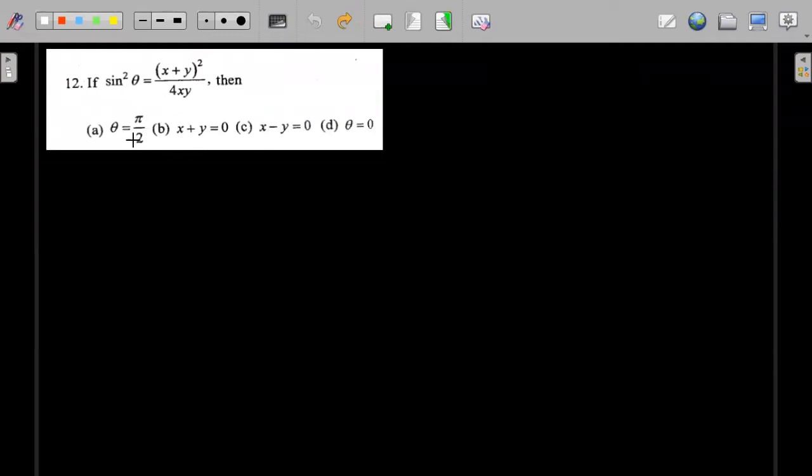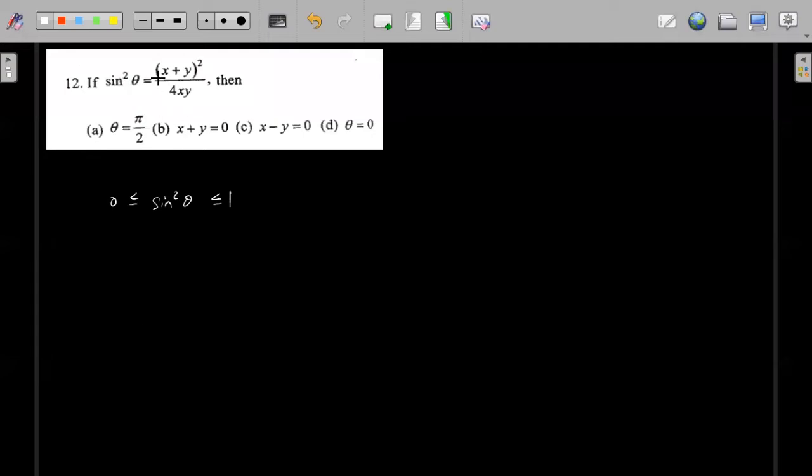Let's see. So this question is sin square theta equals (x plus y) whole square by 4xy. Then you have to find the range, or for what value of theta this will be possible. So we know that the range of sin square theta is greater than or equal to 0 and less than or equal to 1. Listen very carefully now. Sin square theta is greater than or equal to 0 and less than or equal to 1, right? Because we have squared, so it is always positive and less than or equal to 1.